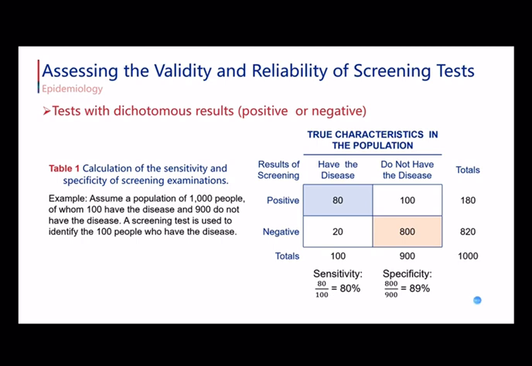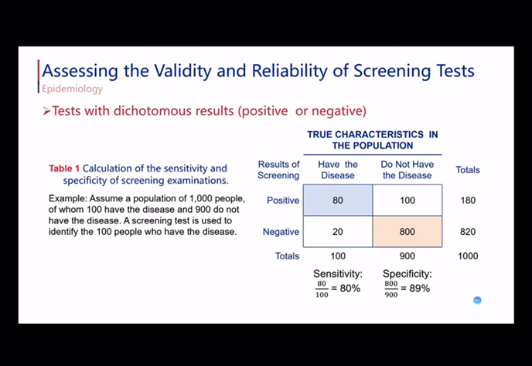Suppose we have a hypothetical population of 1,000 people, of whom 100 have a certain disease and 900 do not. A test is available that can yield either positive or negative results. We want to use this test to try to distinguish persons who have the disease from those who do not. The results obtained by applying the test to this population of 1,000 people are shown in Table 1. How good was the test?